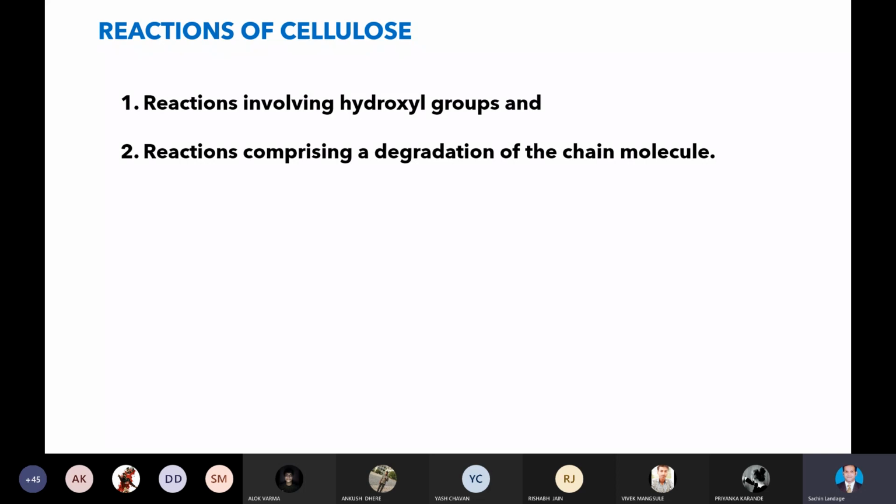So first we'll see today the reactions which involve the hydroxyl groups. Why is this point important? Because later on, whatever modifications of the regenerated fibers or modified cellulosic fibers you are going to study, or whenever you are carrying out the dyeing, finishing or printing of the fiber, all these processes involve the hydroxyl group, and that point will be clear to you.